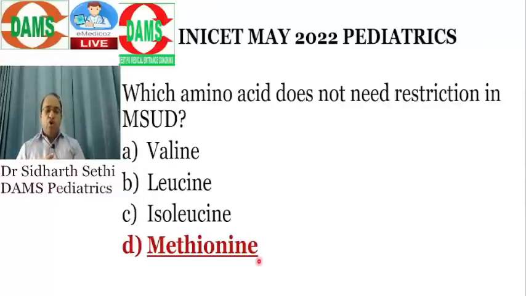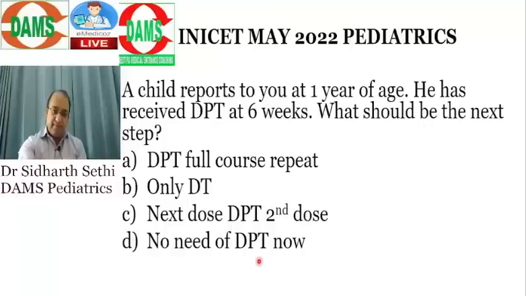The treatment is restriction of valine, leucine, and isoleucine. Thiamine, because thiamine is needed in these enzymes. And when these children come to us in coma and refractory acidosis, we do dialysis, peritoneal or hemodialysis. So diet, thiamine and dialysis.